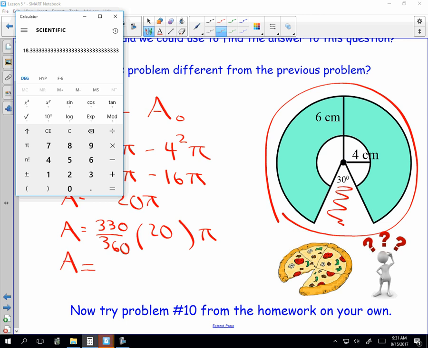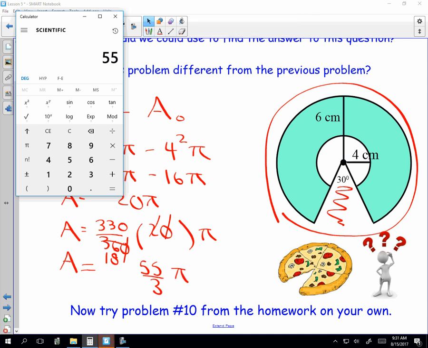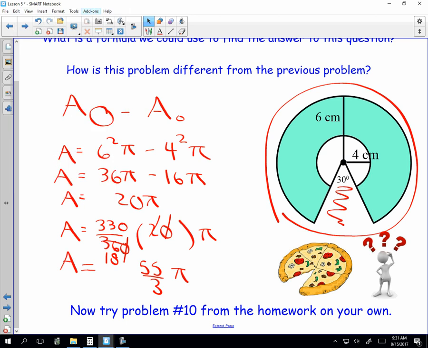But since it's not an exact decimal point, what we need to do is start working on some simplification. So we've got 2, we've got 18. Now we can take a 6 out of both of these, it looks like. So let's see what 330 divided by 6 is. 55. So this simplifies down in its simplest terms to 55 thirds pi. And remember, we're always trying to get it as exact as possible.